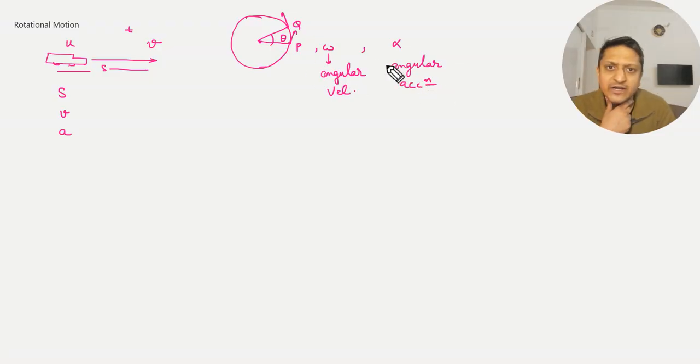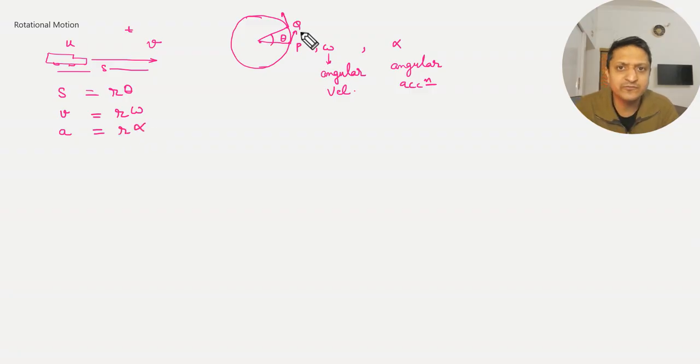So to relate all these, we have formulas. S becomes r theta, V becomes r omega, and A becomes r alpha. If the angular acceleration is given to us, and we multiply it with the radius by which it is moving, it changes to the translational acceleration, similarly for the velocity and displacement.